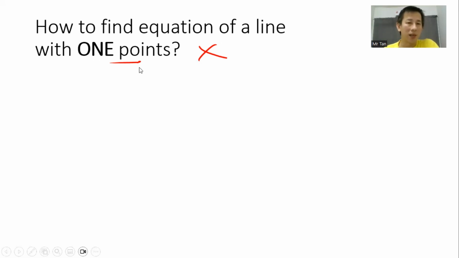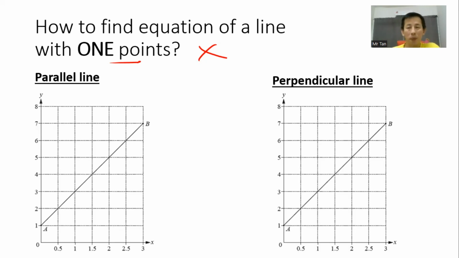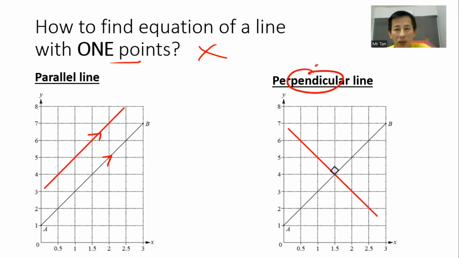It will give you something like this, either it's parallel or perpendicular. So a parallel line or perpendicular line will look something like this. Parallel lines won't cross each other, they are parallel. And perpendicular lines form 90 degrees. Perpendicular, always remember, is 90 degrees. So we have 90 degrees here.